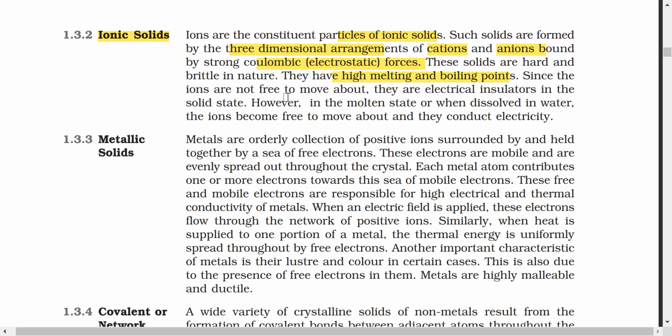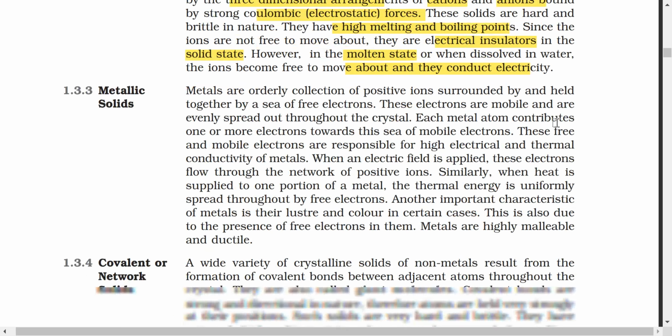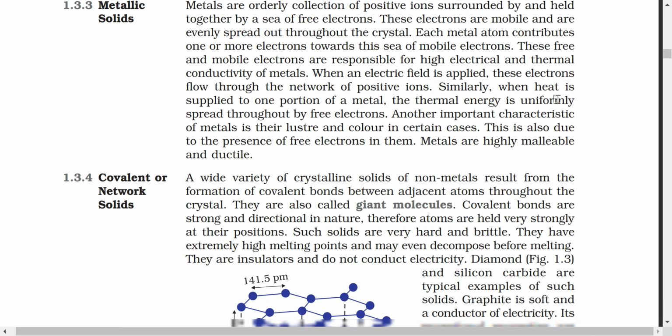Since the ions are not free to move about, they're electrical insulators in the solid state. लेकिन molten state में, or else when you dissolve them in water, ions will become free to move about and they conduct electricity. Again the same thing, ions हैं लेकिन since solid state में है तो electrically insulators होंगे. Why? Because the ions even will not be free to move. But फिर हम उसको melt कर देंगे या water में dissolve करेंगे. Consequently, they'll start to conduct.